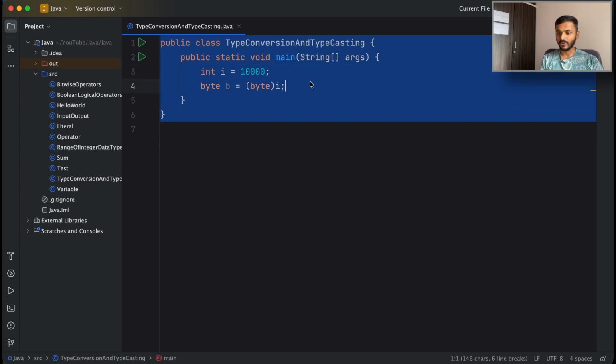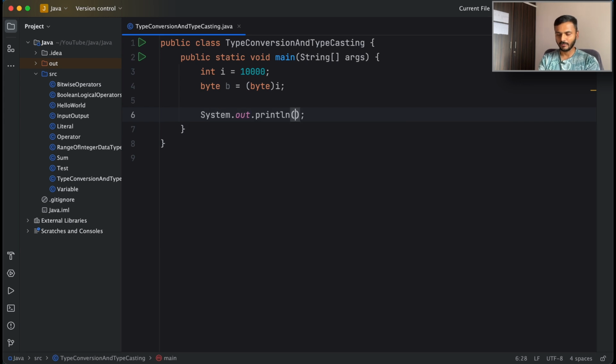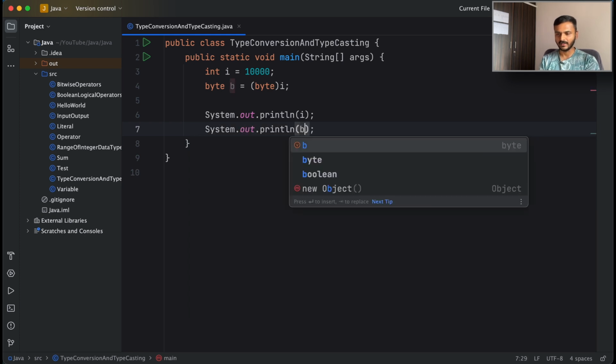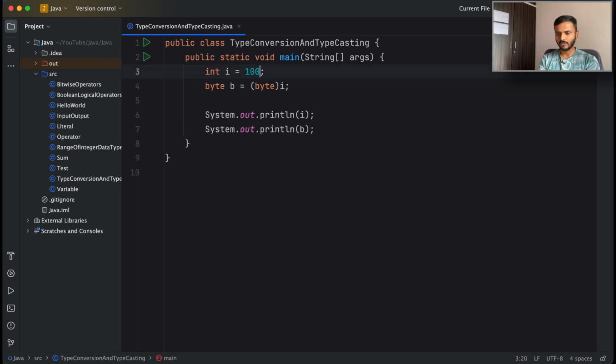As you can see, there are no errors. So let me quickly put a println statement which will print the value of i, and a println statement which will print the value of b. Now let me revert it back to 100. Let's run the code and check the output.